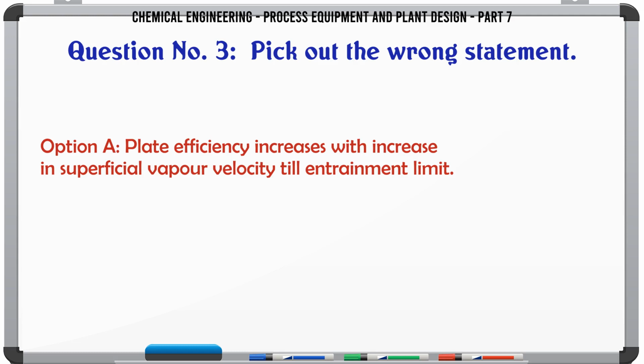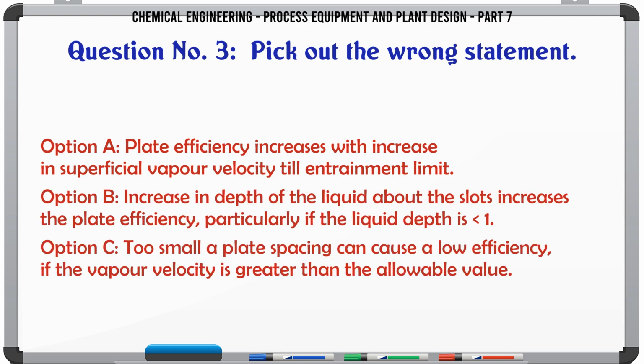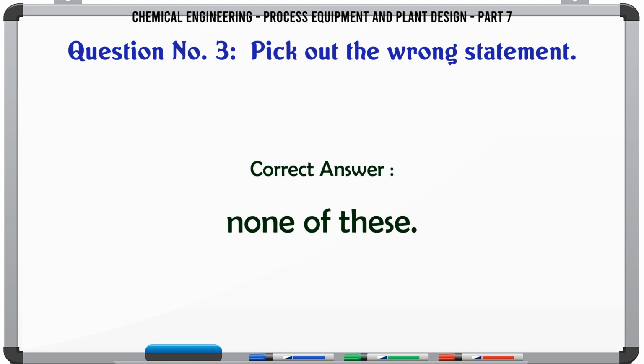Pick out the wrong statement. A. Plate efficiency increases with increase in superficial vapour velocity till entrainment limit. B. Increase in depth of the liquid above the slots increases the plate efficiency, particularly if the liquid depth is small. C. Too small a plate spacing can cause a low efficiency if the vapour velocity is greater than the allowable value. D. None of these. The correct answer is none of these.